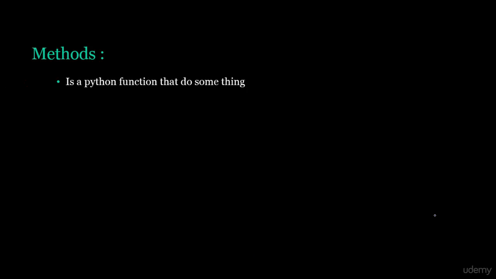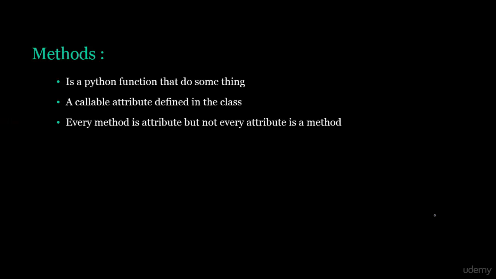What is a method? A method is just a Python function that does something, a callable attribute defined in the class. Every method is an attribute, but not every attribute is a method. Remember this. What is an attribute? It is just any object value. Okay? Let's see an example.